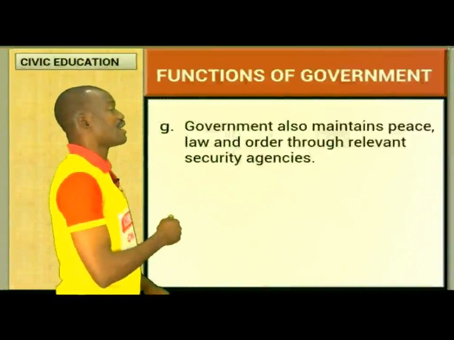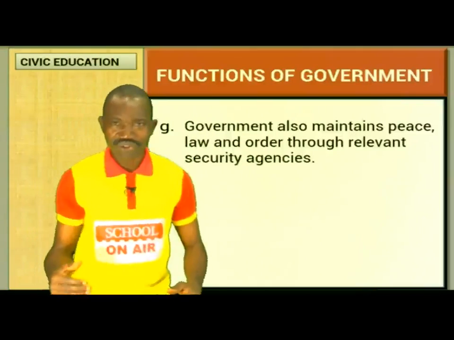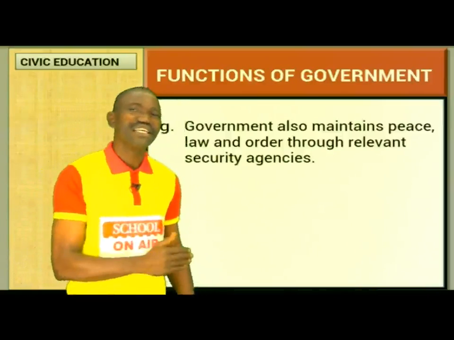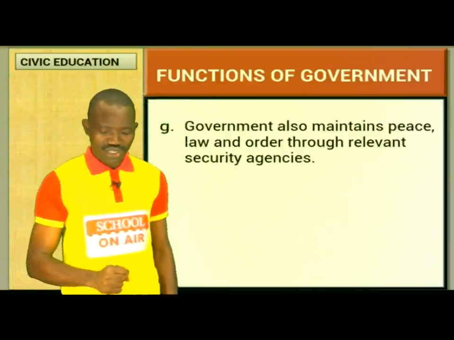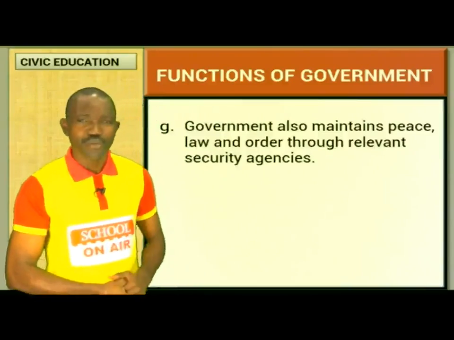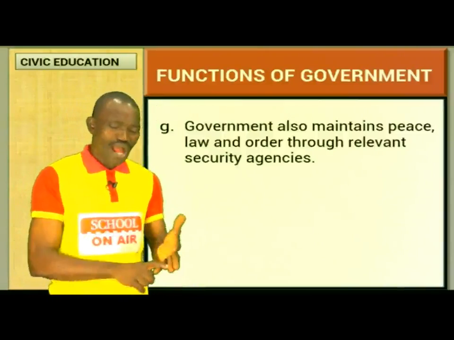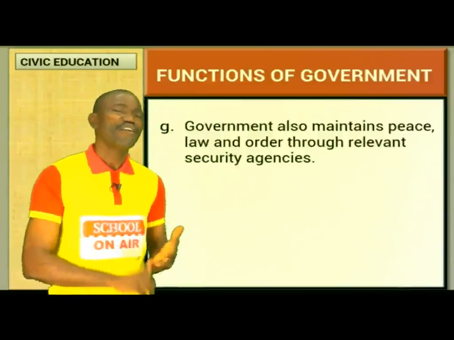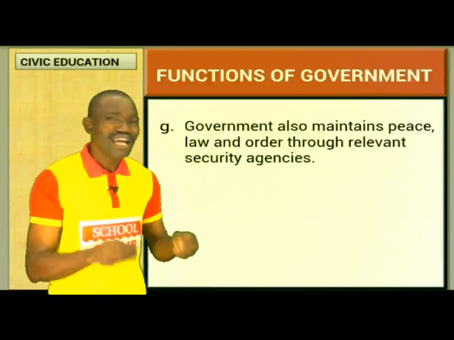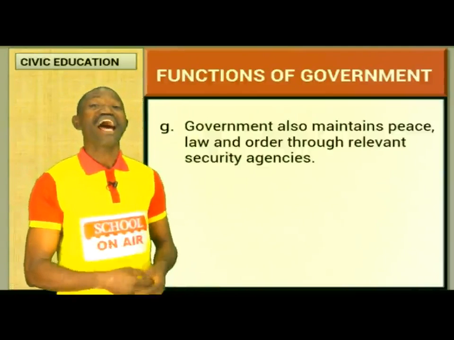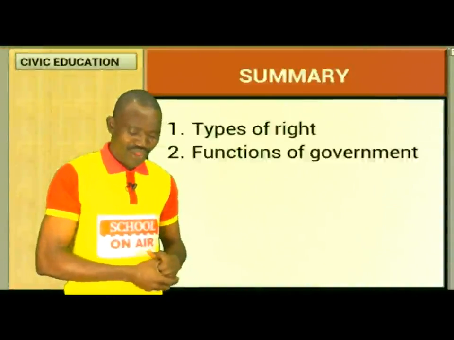They maintain peace, law, and order through relevant security agencies. I told you earlier on, there can be no economic activities in an atmosphere of crisis, conflict, political crisis, and so on. And so it is the duty of government to ensure peace, to maintain peace and order. 1, by establishing relevant security agencies. 2, by enacting enabling laws that will make sure citizens are not involved in criminal activities that can endanger the lives of others.